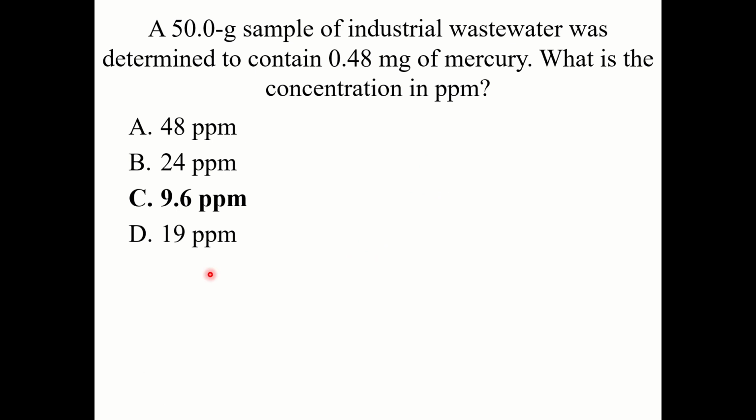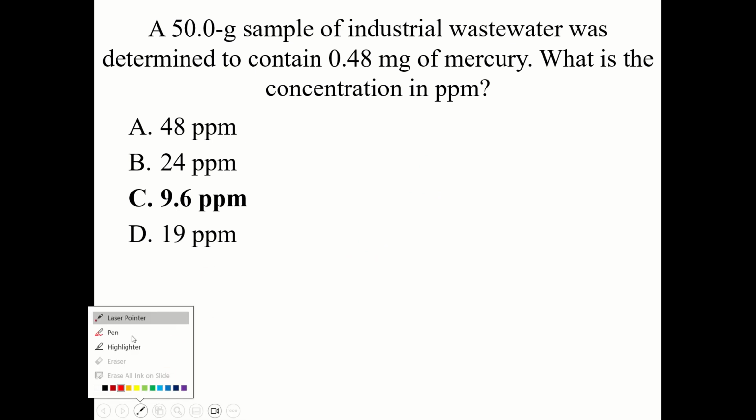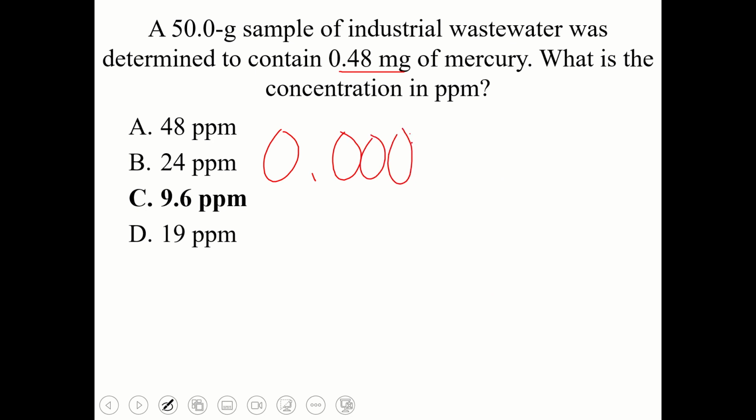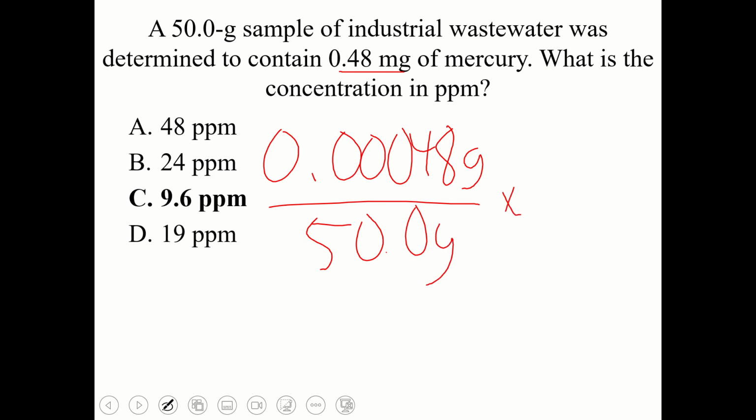Okay, the correct answer here is C, 9.6 parts per million. So to calculate this one, I would take that mass right there and I would convert it to grams so I've got the same units. So that would be 0.00048 grams divided by 50 grams times 10 to the 6th. And this should give an answer of 9.6 parts per million.